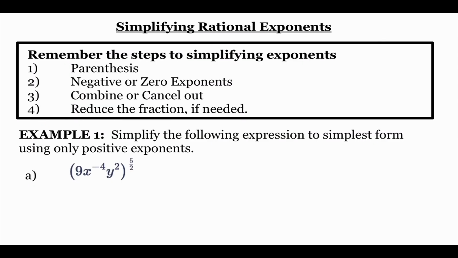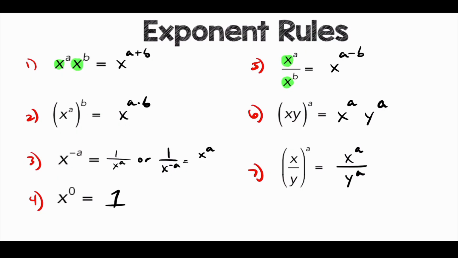And then after that, once we take care of that, then negatives. Negatives and zeros. If it has a negative exponent, rule number 3 and 4. Zero exponent, anything to the 0 power is a 1. And if it has a negative, either it moves up or moves down.